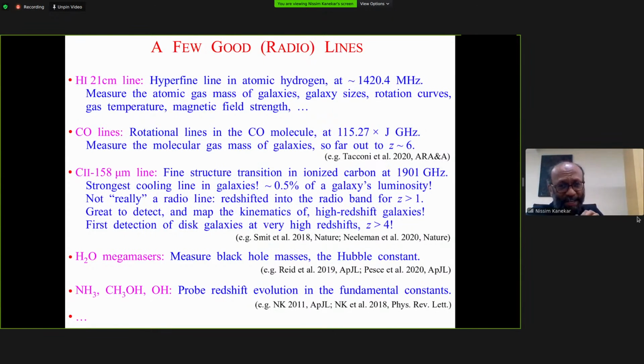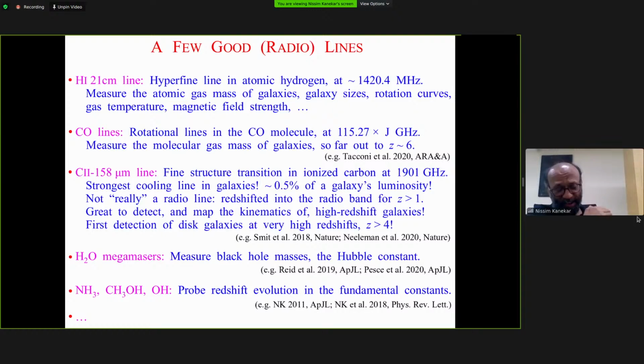And of course, this is not really a radio line. It's a far infrared line, but it's redshifted into the radio band at high redshifts, and it's easy to see in high redshift galaxies. And that makes it wonderful to detect and to map the kinematics of high redshift galaxies. And this line has resulted in the first detection of disk galaxies at really high redshifts, larger than 4, recently. So the stuff that we do in the local universe with 21 centimeter, we can do with the C plus line at redshifts of 6, and that's fantastic.